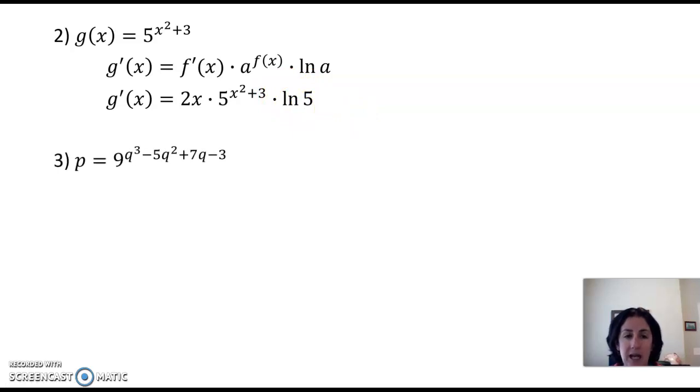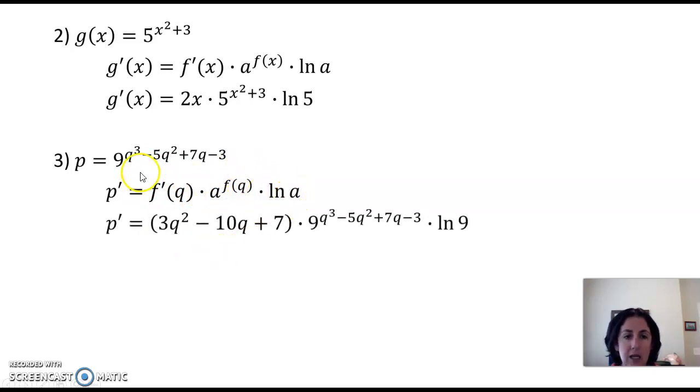If p was equal to 9 raised to the q cubed minus 5q squared plus 7q minus 3, again, I'm going to use this formula right here. F prime of q times a raised to the f of q times the natural log of a. The derivative of the power times 9 being raised to the power times the natural log of 9. So when I take the derivative of that power, I get 3q squared minus 10q plus 7 times 9 raised to that power times the natural log of 9. And you can just leave your answer just like that if you choose to do so.